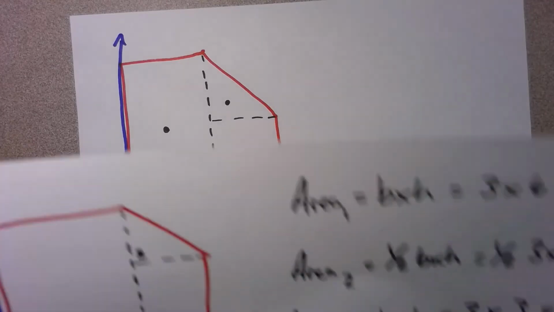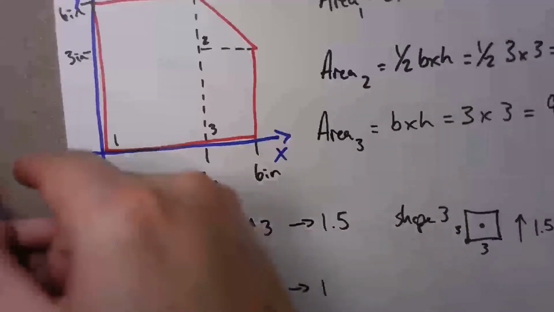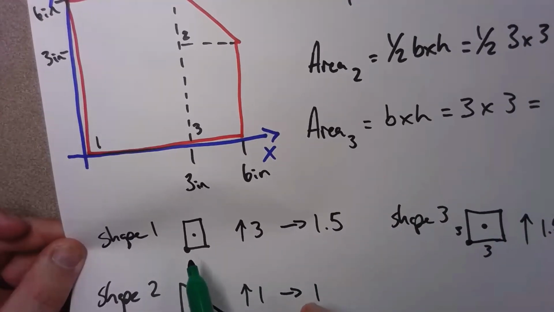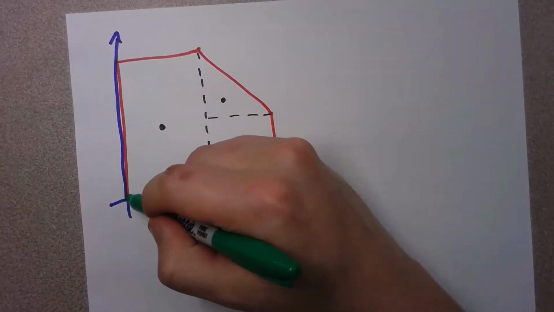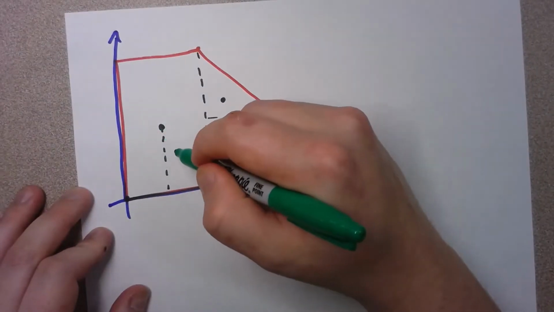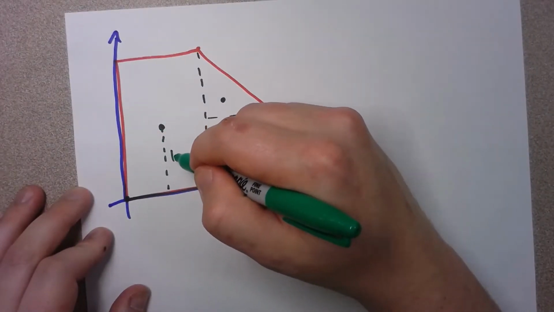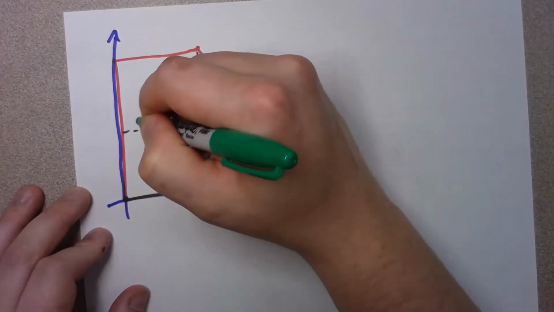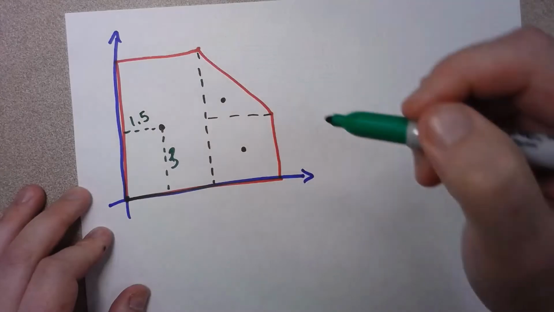Remember shape 1, we measured 3 up and 1.5 over from this point. This point happens to be here, so that makes it really easy. This guy is going to be 3, and then this guy is going to be 1.5.